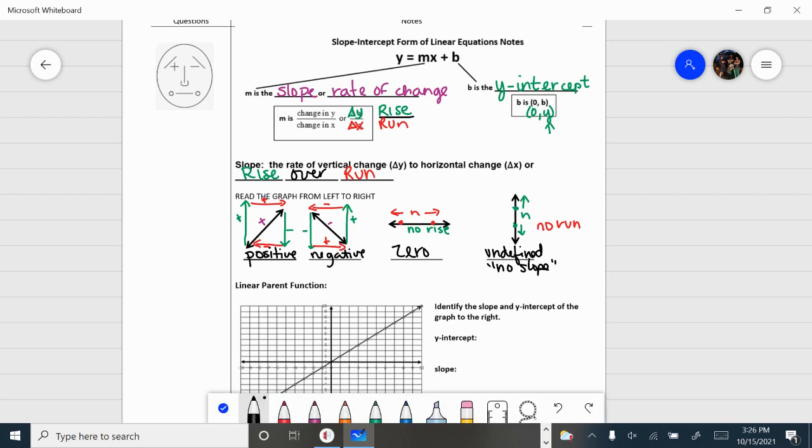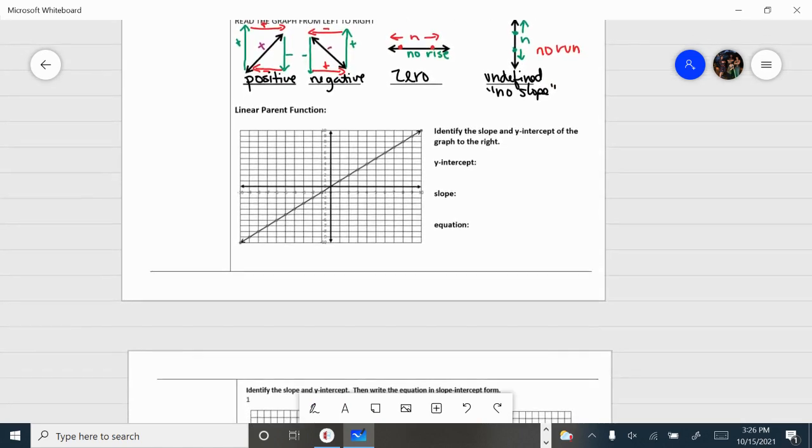If you look up here at the top right, we have our little slope face guy here that just uses our positive and negative, undefined, and zero slopes just to make a little face. You could draw it on your tests or quizzes or on your assignments just to help you remember which direction each slope is going. Okay.